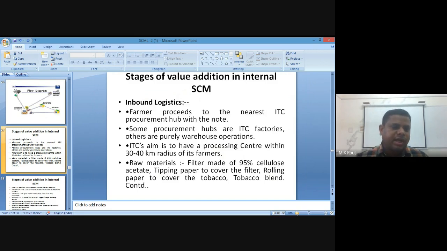So as you know, in case of agri products, or in case of incense stick making, ITC rules the market, with special reference to incense sticks. So basically, they directly focus on the farmer. So in case of inbound logistics, the farmer proceeds to the nearest ITC procurement hub. The next part is that some procurement hubs are ITC factories and some are warehouse operations. The next point is that ITC aims to have a processing center within a 30 to 40 kilometer radius of its farmers.